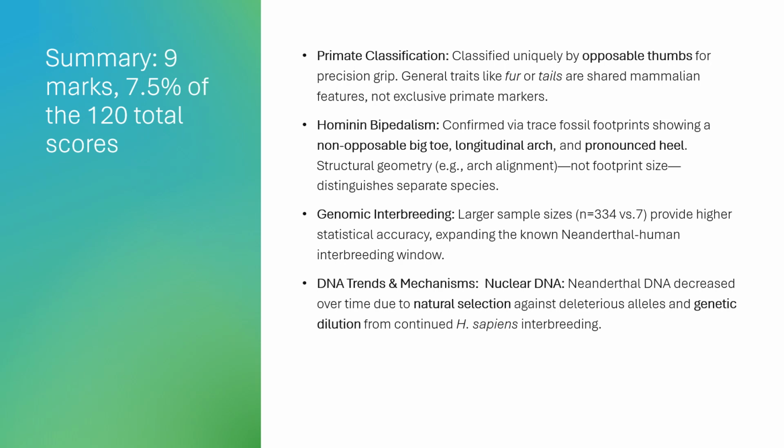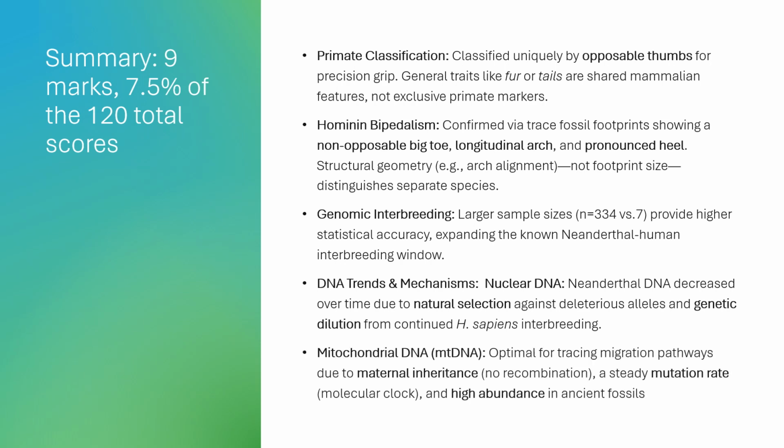Neanderthal DNA decreased over time due to natural selection against deleterious alleles and genetic dilution from continued H. sapiens interbreeding. Mitochondrial DNA, mtDNA optimal for tracing migration pathways due to maternal inheritance, no recombination, a steady mutation rate, molecular clock, and high abundance in ancient fossils.